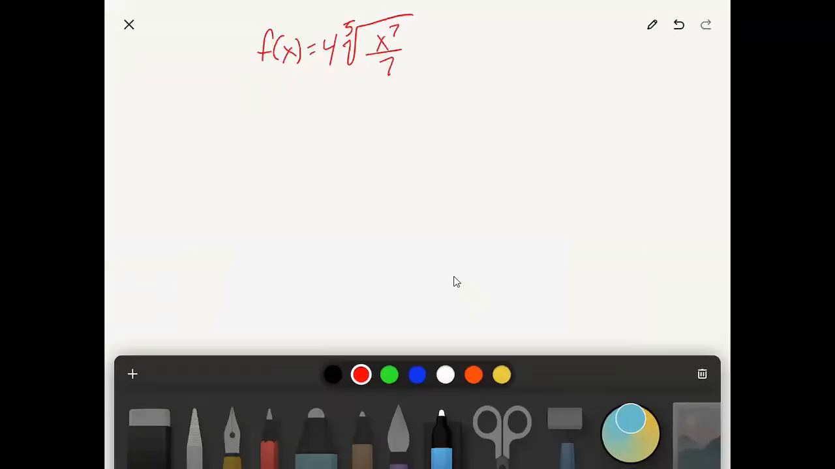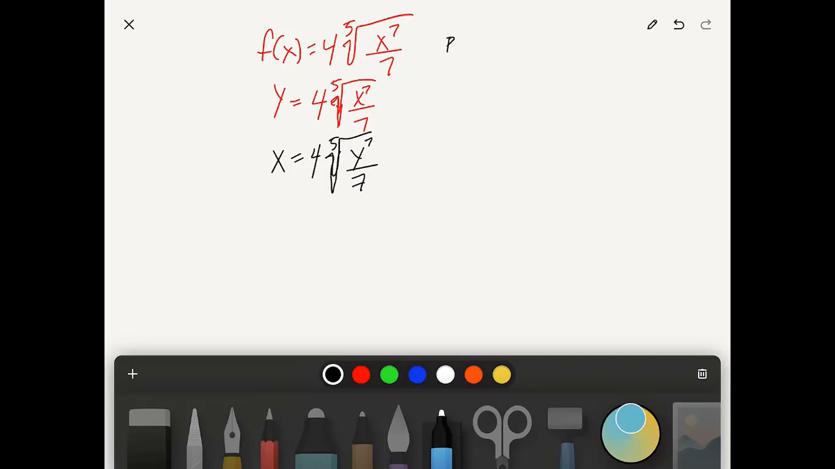There we go. First thing I'm going to do is rewrite it. Y equals 4 times the 5th root of x to the 7th divided by 7. All right, so we got that whole thing. Now we're going to swap: x equals 4 times the 5th root of y to the 7th divided by 7, that whole thing. And so now we're going to do PEMDAS.